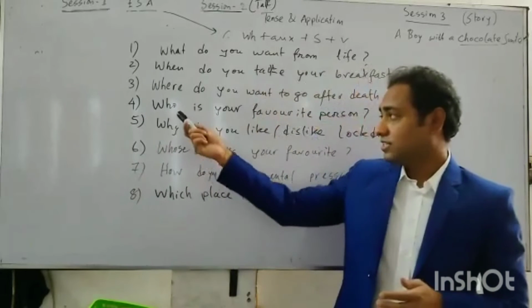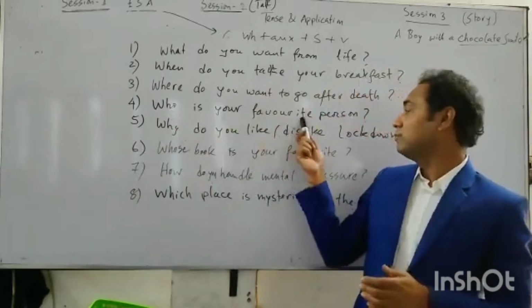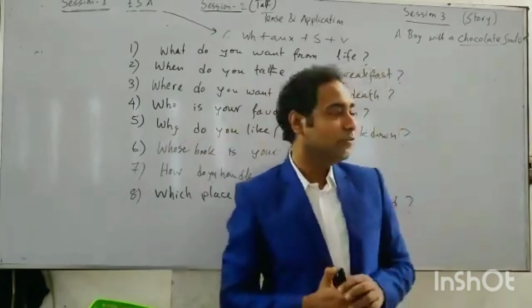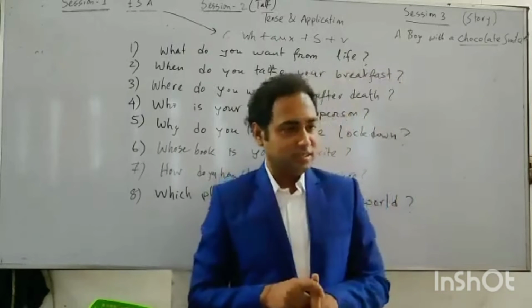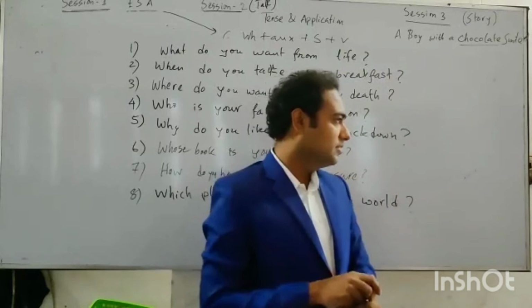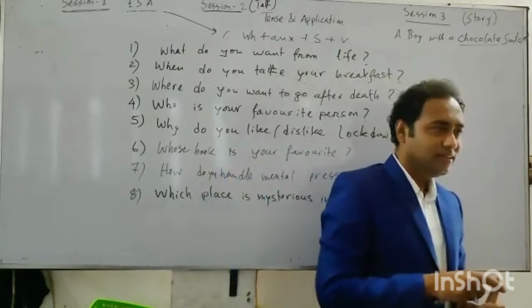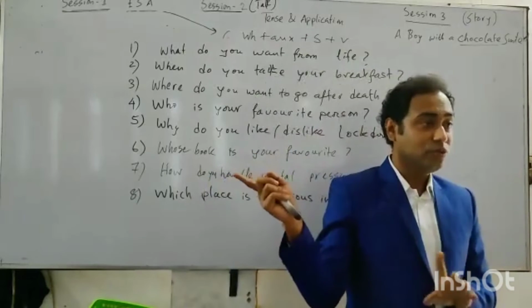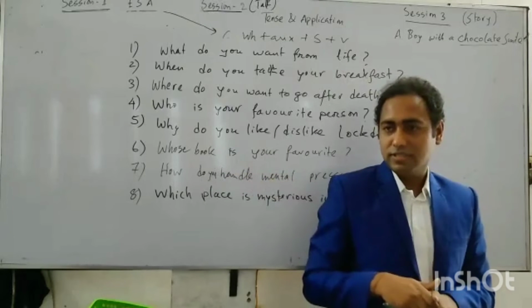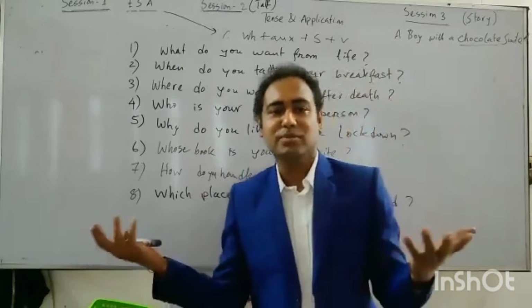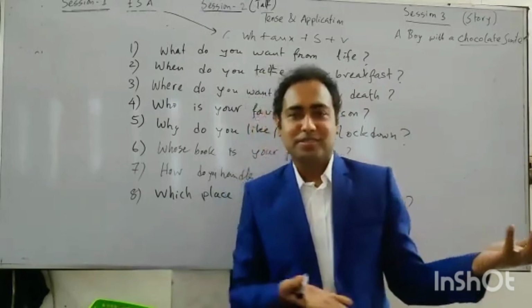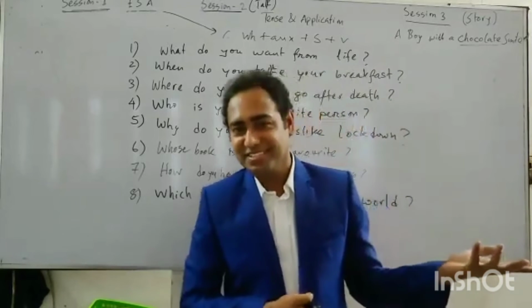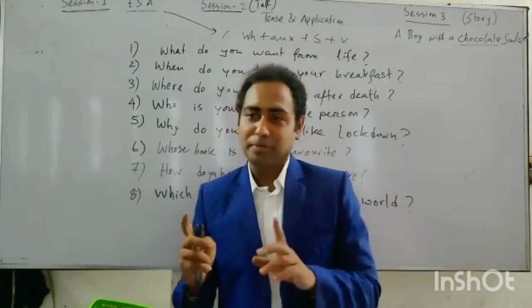Alright, let's come to the fourth question. Who is your favorite person? Your favorite person could be many, like your mother, your teacher, your brother, your father, your cousin, your uncle, anybody, or any person who is famous. Suppose you could say Salman Khan is my favorite. Why? Or you could say some other political leaders, anything. You have to explain that.